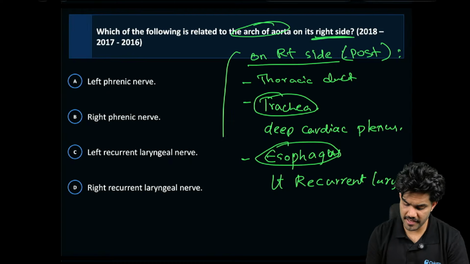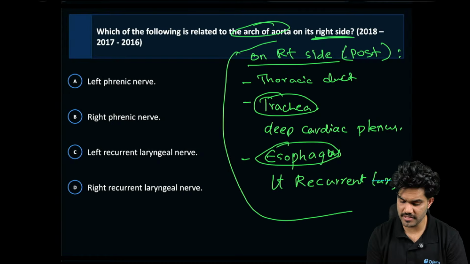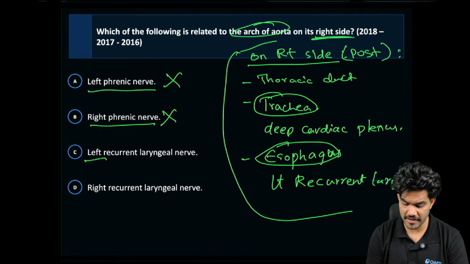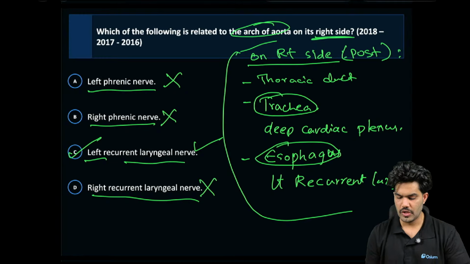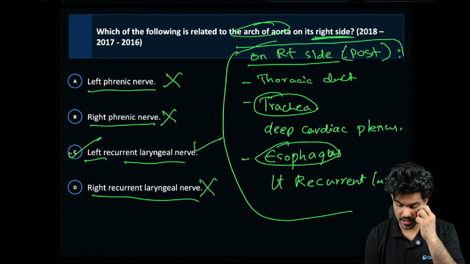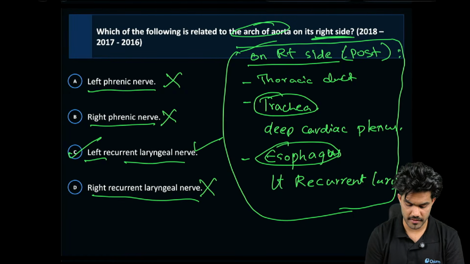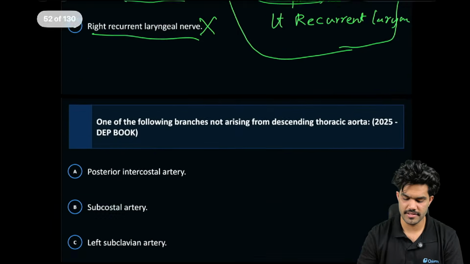Let's see in these options if we have this concept or no. Left phrenic nerve, no. Right phrenic nerve, no. Left recurrent laryngeal nerve, yes. C will be the answer. Right recurrent, no. So you have to know the relations of arch of aorta to solve this question. C will be the answer.